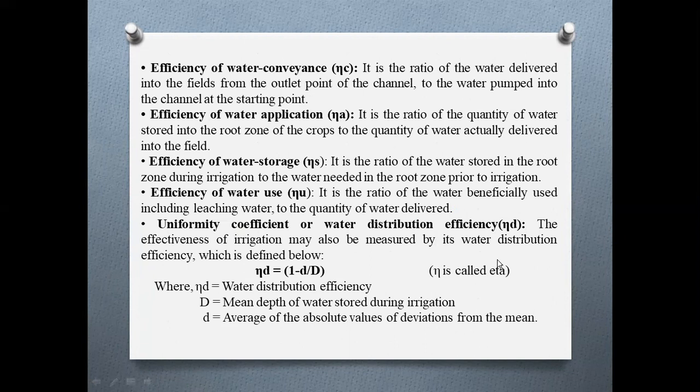The effectiveness of the irrigation may also be measured by its water distribution efficiency, which is defined below: eta d is equal to 1 minus d upon D. Here, eta d is water distribution efficiency, D is mean depth of the water stored during irrigation, and d is the average of the absolute values of deviations from the mean.